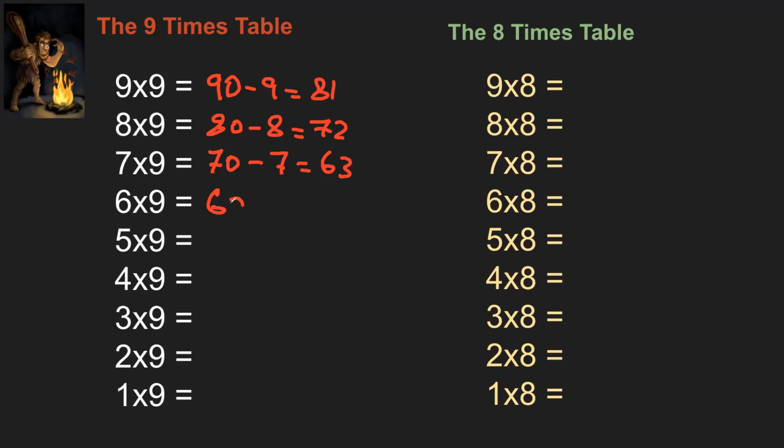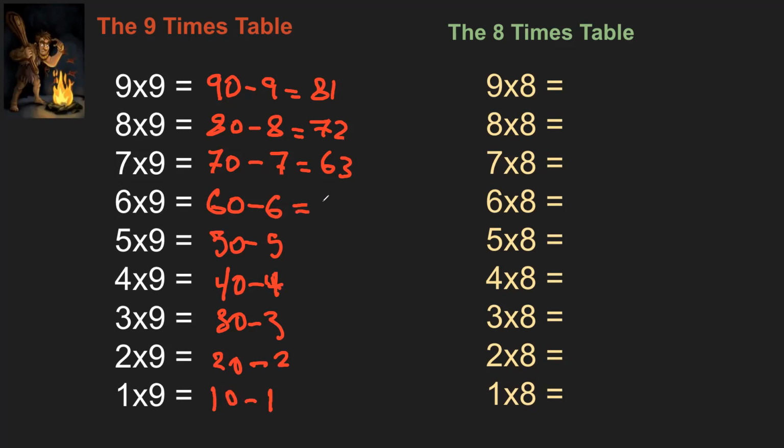So here it'll be 60 minus 6. Here it'll be 50 minus 5. Here it'll be 40 minus 4. And here it'll be 30 minus 3. And here will be 20 minus 2. And here will be 10 minus 1. And that's how we figured out the multiplication table for number 9. So that gives me 54. That will give me 45. 40 minus 4 will give me 36. 30 minus 3 will give me 27. 20 minus 2 will give me 18. And 10 minus 1 will give me 9.